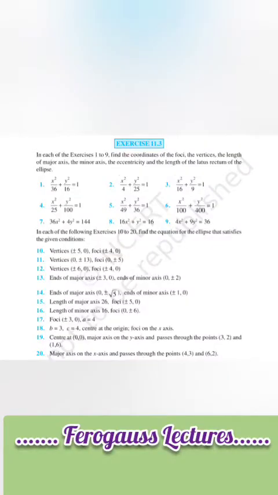Now let's take question number 19, where it is given that center of ellipse is origin, that is 0, 0, major axis is along y-axis and the ellipse passes through points 3, 2 and 1, 6. So let us find the equation of ellipse.